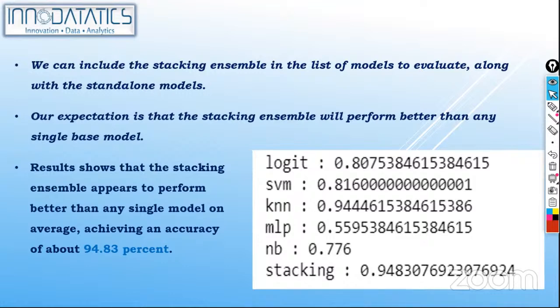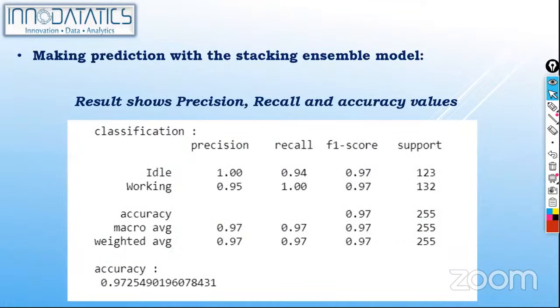We got around 94.83% accuracy for the model that we have built, and the train and test accuracy performed pretty well when we were doing this modeling, right? And this is the classification confusion matrix that we have here, based on the precision, recall, and F1 score and support values.